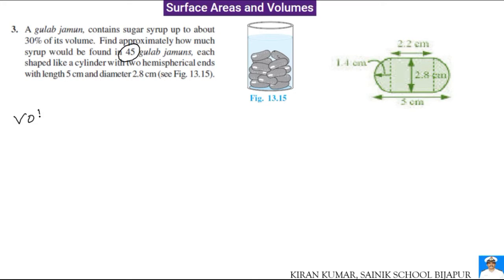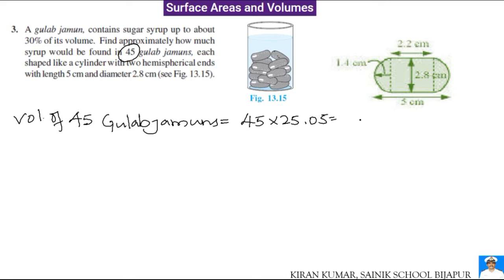So volume of 45 gulab jamuns will be equal to 45 times of 25.05, which is 1127.25 centimeter cube.